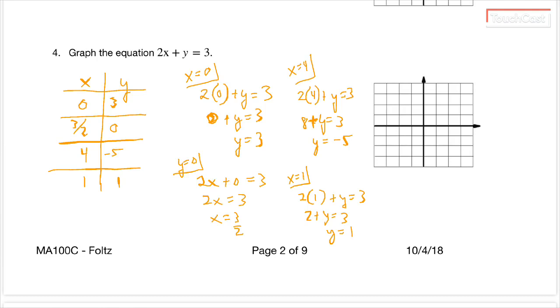So if x is 0, y is 3. That would put us right here. If x is, let's not do the fraction. If x is 4, y is -5. So 1, 2, 3, I go out 4 on the x coordinate and then down. We actually don't have a point there, but we can just kind of pretend like we did. If x is 1, y is 1. That puts us right here. And you can see that a line is starting to emerge here, and that would be the line right there.